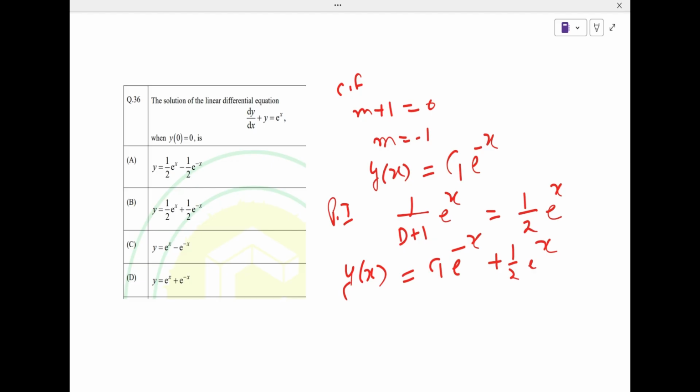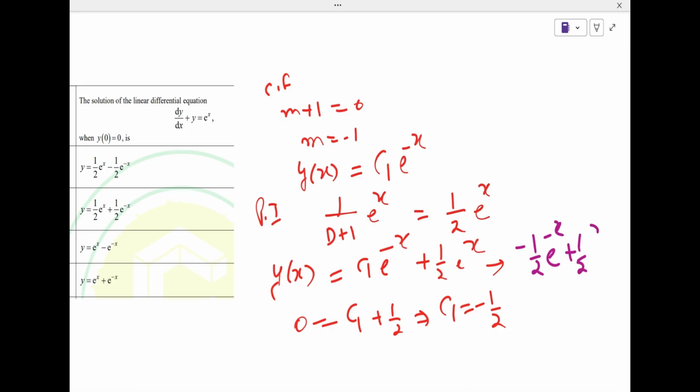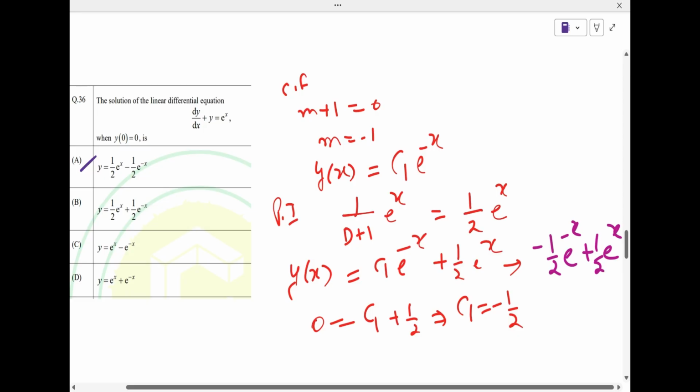So this is your homogeneous ordinary differential equation. Now we have to find out C1 because the boundary conditions are given to you. At x equals 0, y equals 0, so C1 plus 1 by 2 equals 0. So the value of C1 is minus 1 by 2. So our general solution becomes minus 1 by 2 e raised to power minus x plus 1 by 2 e raised to power x, right? So you can see this is your option A. So option A is the correct option.